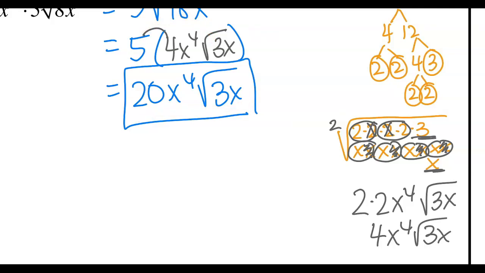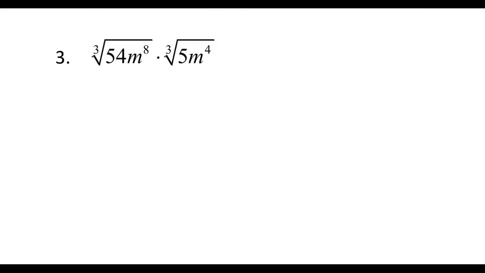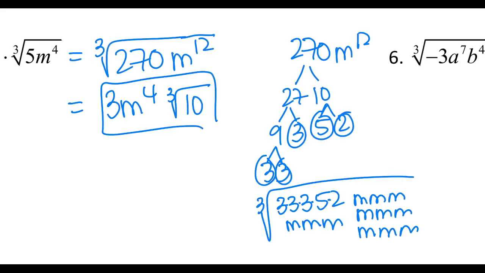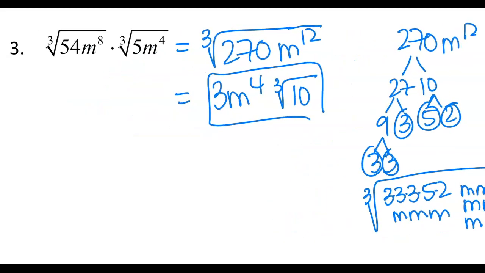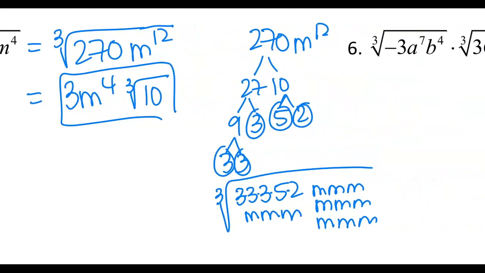Right now, I want you guys to pause the video, and I want you to try question number 3. So this should be your answer. I broke down 270, so 54 times 5 is 270. M to the 8th, M to the 4th, you just add the exponents. So I'm going to go ahead and write this out. This is a 12, by the way.